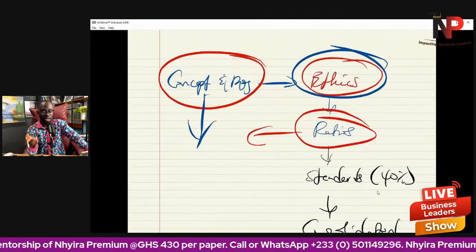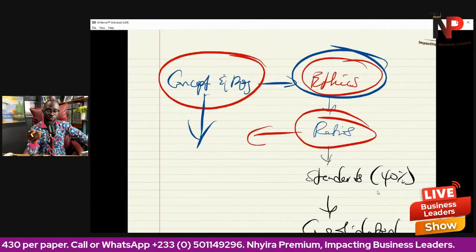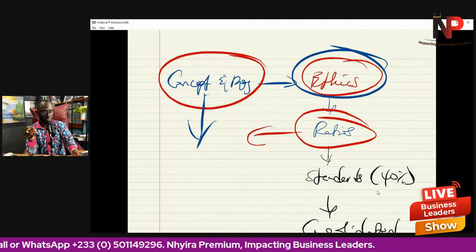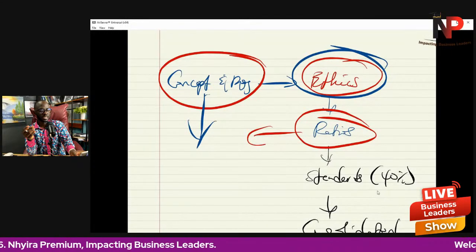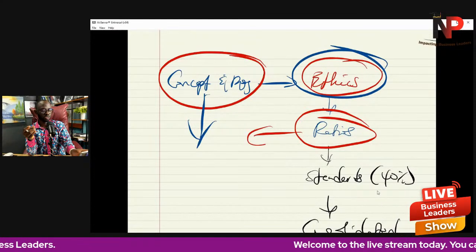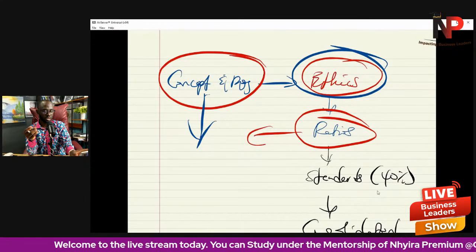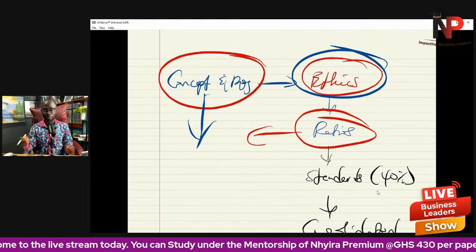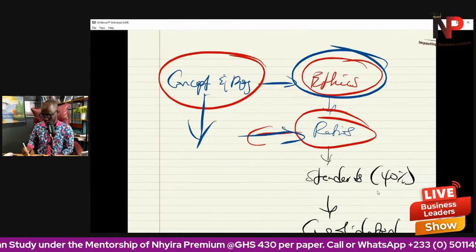Number two, like I've explained to you, know the fundamental code of ethics, and most importantly, know how to deal with the threats. Not only that, you also have to know how to identify or answer the questions relating to that. Very, very important. Then once you are done with that, you come to ratios. Then you come to the standards.